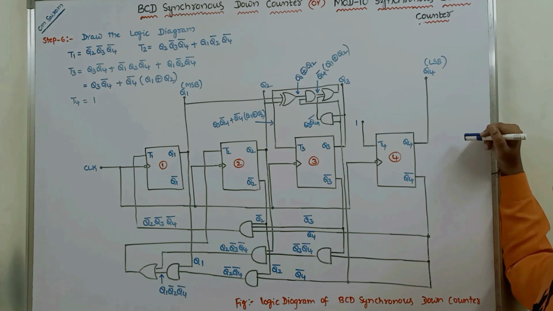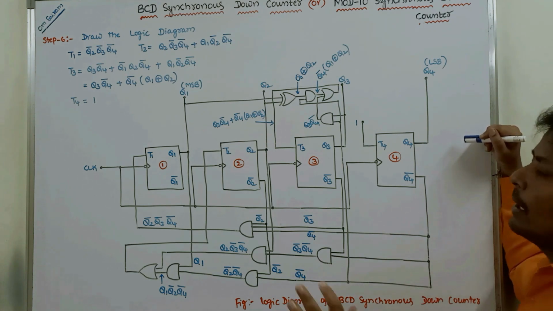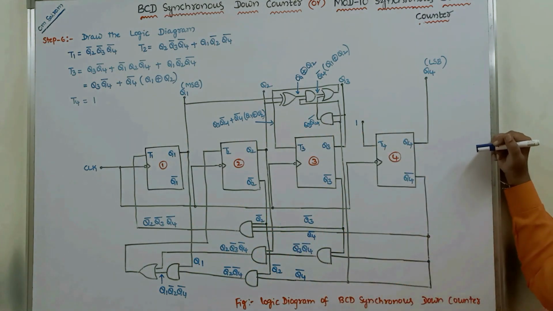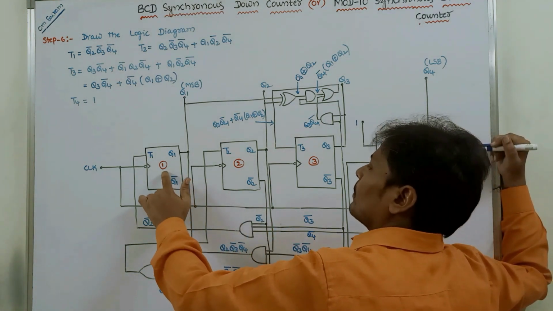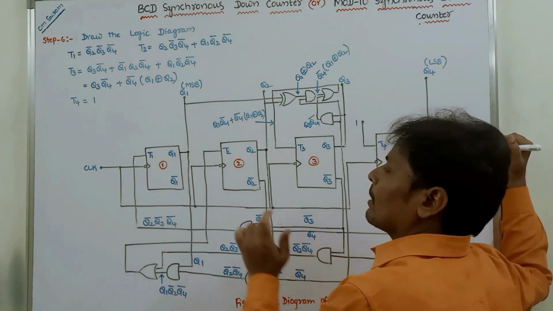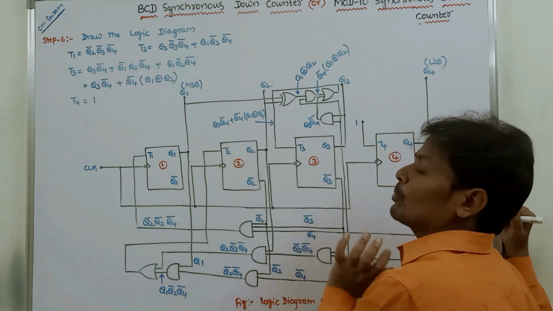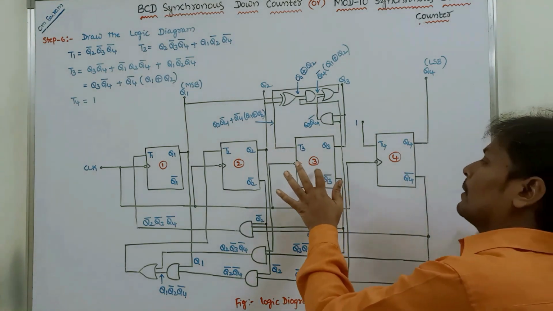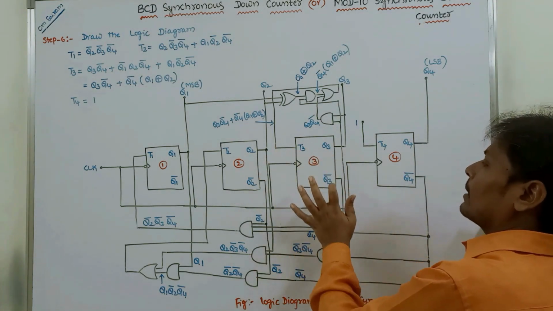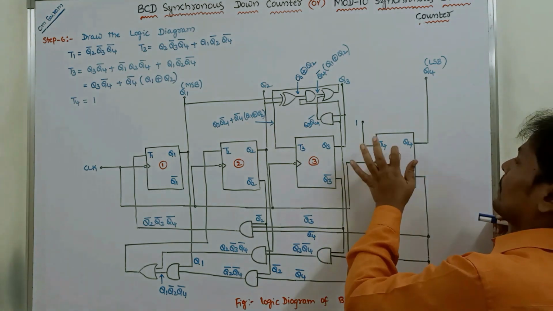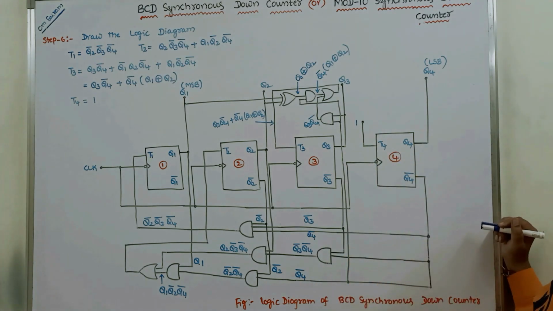In step 1, we already know that 4 T flip-flops are required to design the BCD synchronous down counter: T flip-flop 1, T flip-flop 2, T flip-flop 3, T flip-flop 4. For the first T flip-flop, the input is T1 and the outputs are Q1, Q1 bar. For the second, the input is T2 and the outputs are Q2 and Q2 bar. For the third, the input is T3 and the outputs are Q3 and Q3 bar. For the fourth, the input is T4 and the outputs are Q4 and Q4 bar.